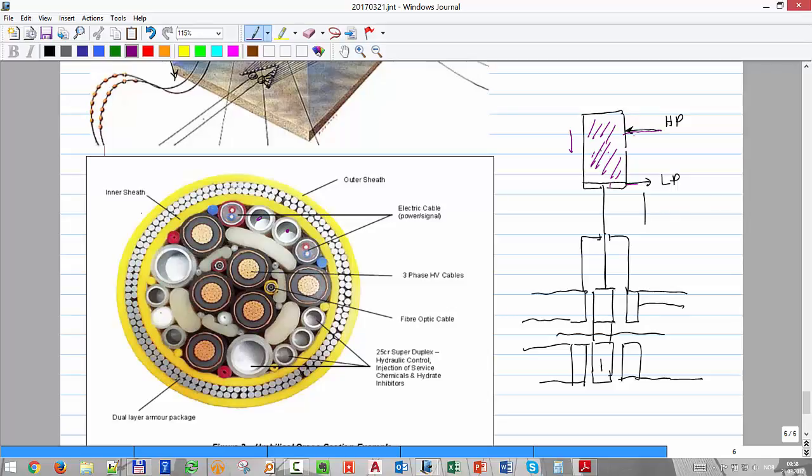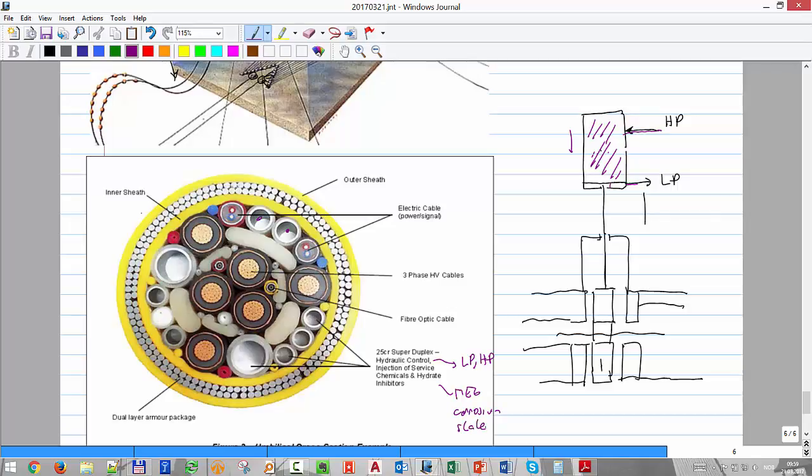And then I have MEG. Okay, so here they call hydraulic control. That's what I call hydraulic control, low pressure and high pressure, and injection of chemicals. Okay, hydrate inhibitor, MEG. Okay, corrosion inhibitor, scale, etc.